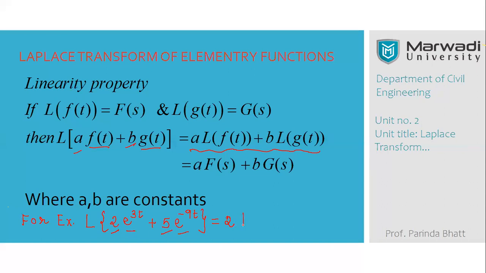To write, first, Laplace of e raised to 3t plus 5 Laplace of e raised to minus 9t. Okay, like that. Write the constant term first, before the Laplace transform. Okay, now tell me, what is the Laplace of e raised to 3t, Kunal? Yes, Roshan, but apply the brackets. Very good, Roshan.